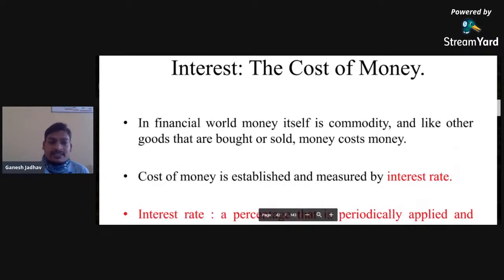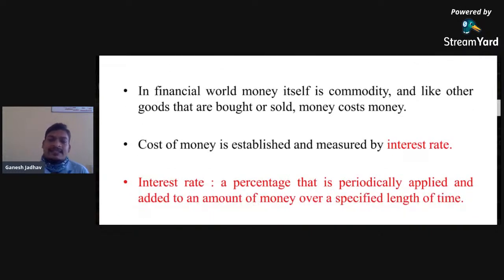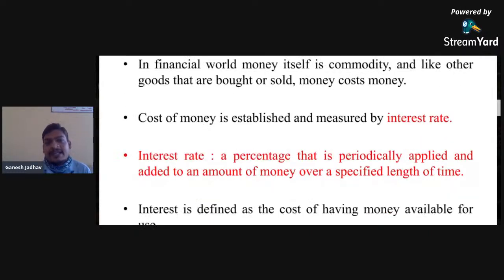In the financial world, money itself is a commodity like other goods that are bought or sold, and money costs money also. The cost of the money is established and measured by the interest rate. So whatever the cost of the money is, it is measured in the form of the interest rate. Then another one is the interest rate.